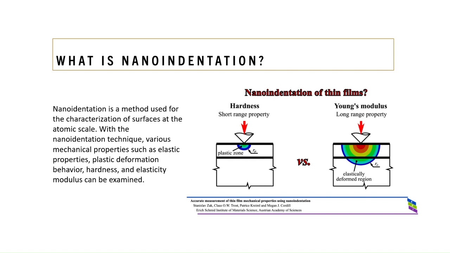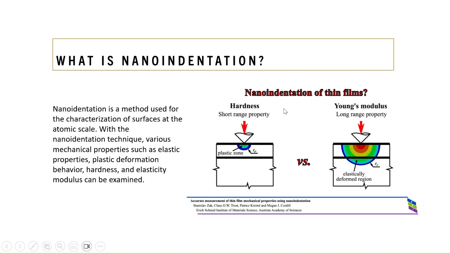With the nanoindentation technique, various mechanical properties such as elastic properties, plastic deformation behavior, hardness, and elasticity modulus can be examined. This method allows for the analysis of the mechanical behavior of a material by applying a very small load to the sample surface.